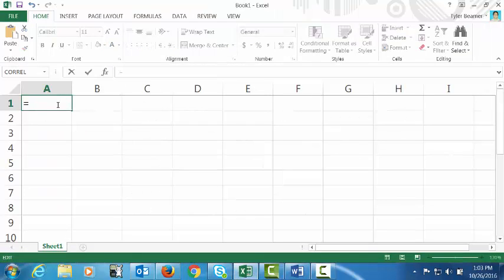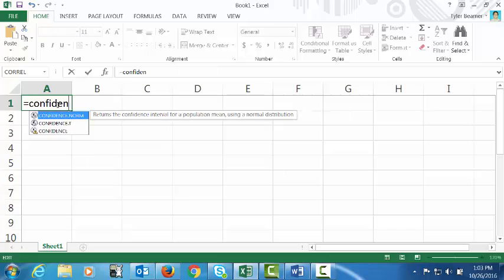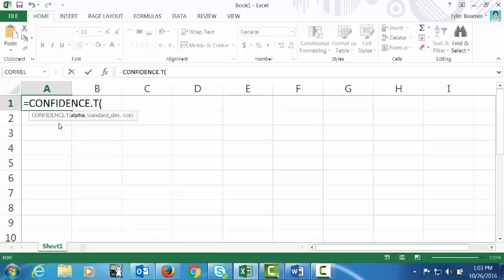The function that's going to allow you to do this is CONFIDENCE.T for this particular problem, because we do not know sigma, which is usually the case. If you don't know the population mean, you're probably not going to know the population standard deviation. So CONFIDENCE.T is what we would choose here, so double click that. And then we're going to be asked for 3 different arguments.